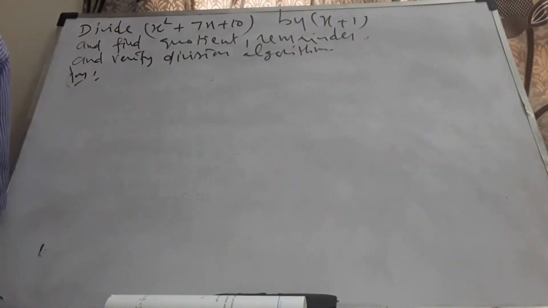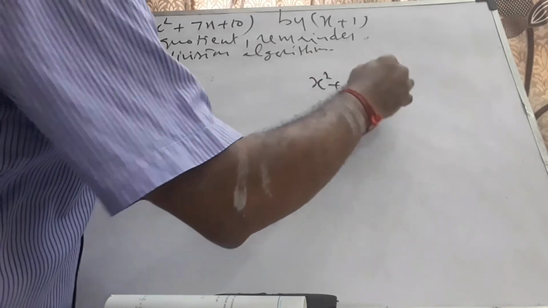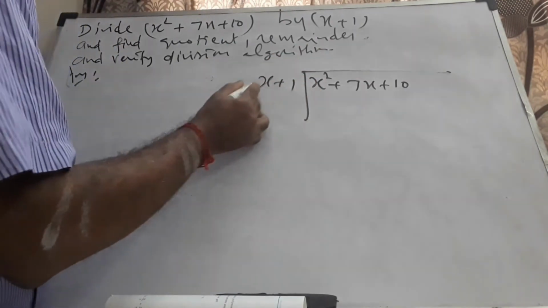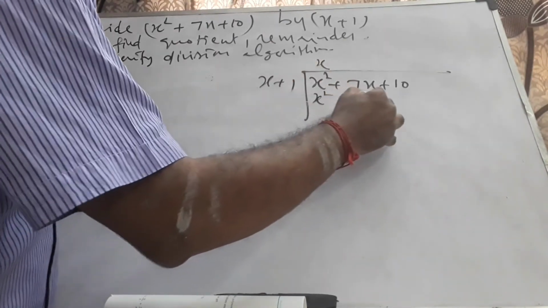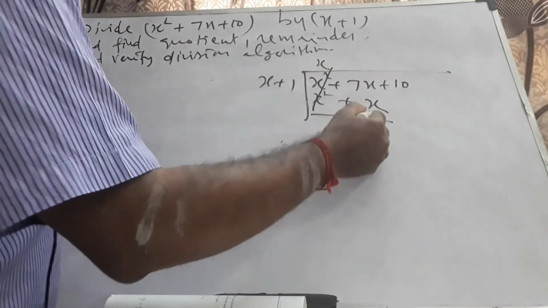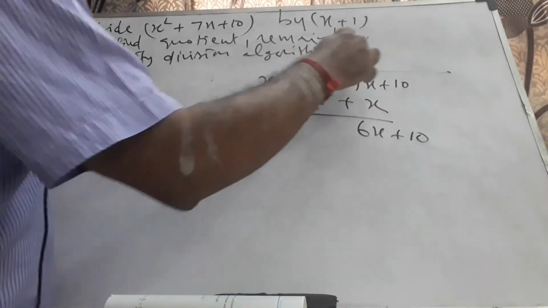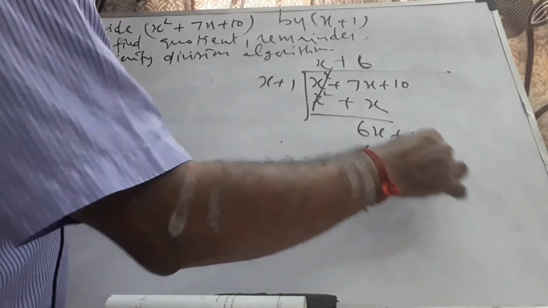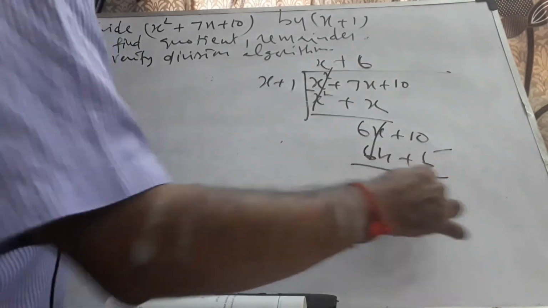Listen carefully. Let me do long division. x square plus 7x plus 10, I'll divide by x plus 1. I'll first divide x square by x and write x over here. x into x is x square, x into 1 is x. When you subtract, 7x minus x becomes 6x. I'll bring 10 down. 6x by x becomes 6. Therefore, 6x plus 6. When you subtract, I will get 4.